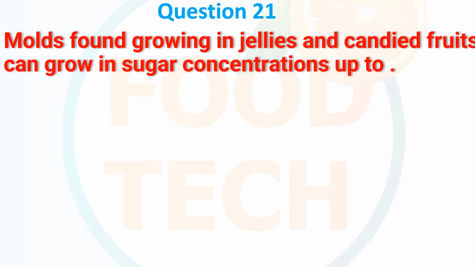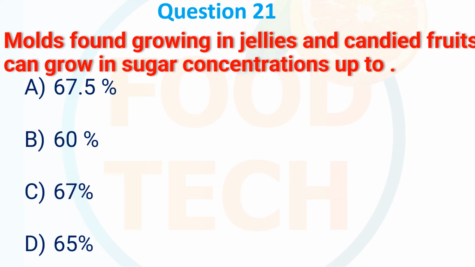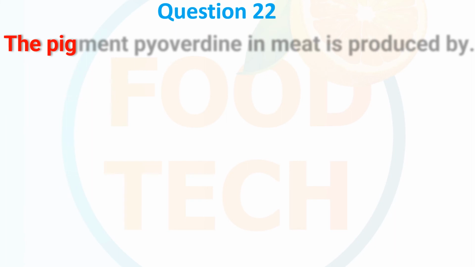Mold found growing in jellies and candied fruits can grow in a sugar concentration up to A. 67.5%, B. 60%, C. 67%, D. 65%. The answer is A. 67.5%.